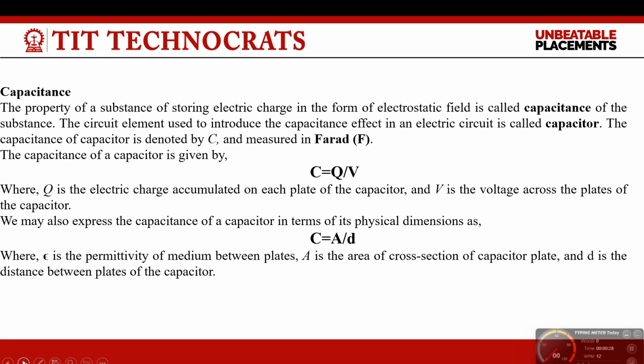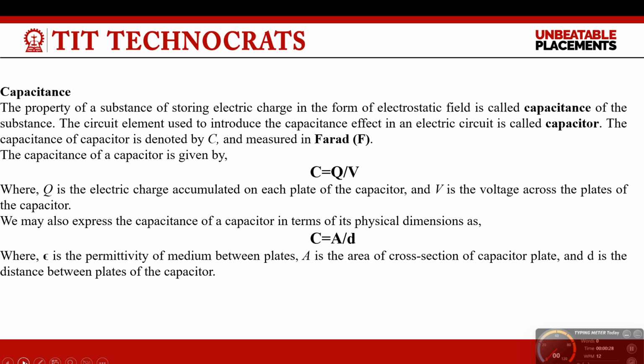Now the topic is capacitance. It is defined as the property of a substance of storing electrical charge in the form of electrostatic field, which is the capacitance of the substance, and the circuit element used to introduce capacitance effect in an electric circuit is called the capacitor. It is denoted by capital C and measured in farad and derived as the expression C equals Q upon V, where Q is the electric charge accumulated on each plate and V is the voltage across the plates.